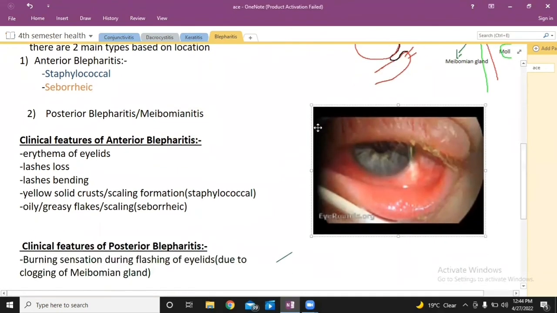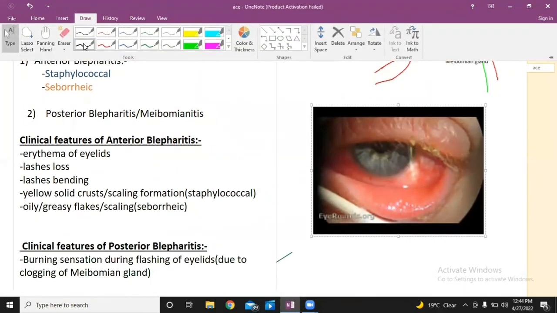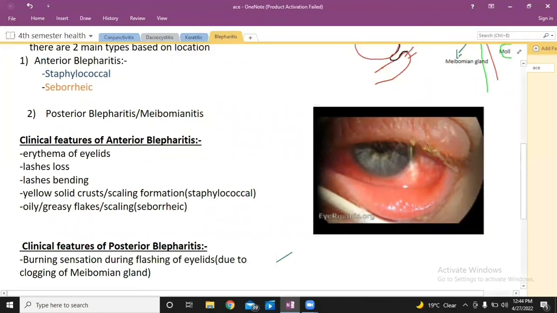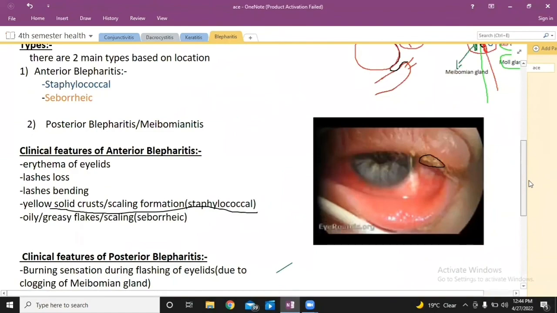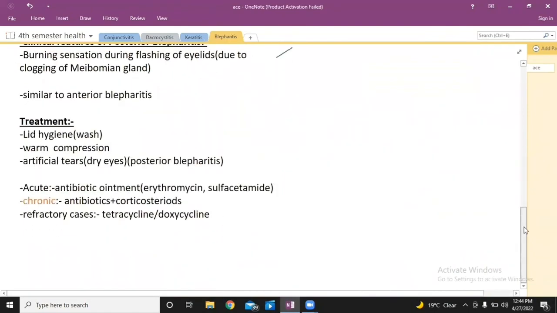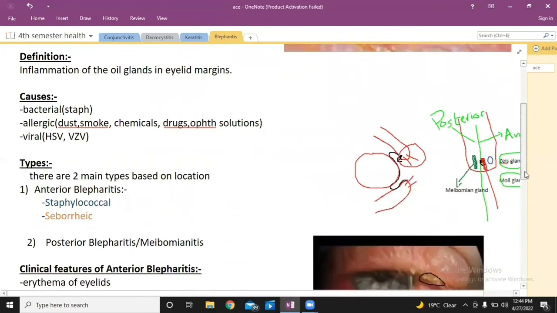You can easily look into the picture and judge the cause of this blepharitis. The lids are inflamed, and the lids have yellow crust formation. Here the crusts are very dry. When is the crust dry? Only in the case of staphylococcal blepharitis. Here the crusts were not dry, they were greasy and oily, so this was seborrheic blepharitis. This is the difference between seborrheic and staphylococcal blepharitis.